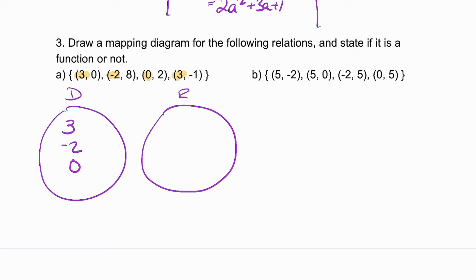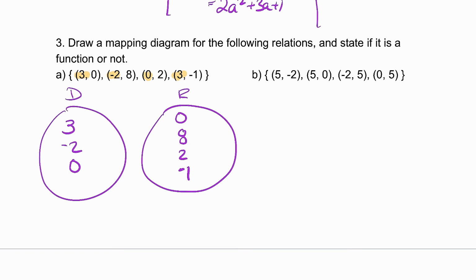And I noticed in some of the formatives that I marked, because some of you had duplicated the 3 in here, that's why we got confused and not being able to detect correctly whether this was a function or not. So let's write off the range, and there's all my y values, so it's 0, 8, 2, and -1. And our mapping diagram is that we're going to draw for each value in our domain what it corresponds to in our range. In other words, for each x value, point to what its y value is.